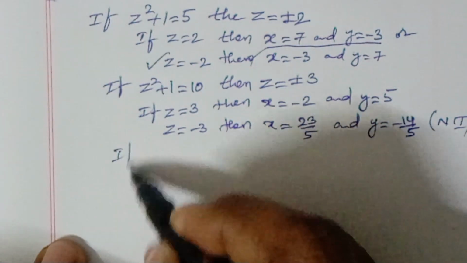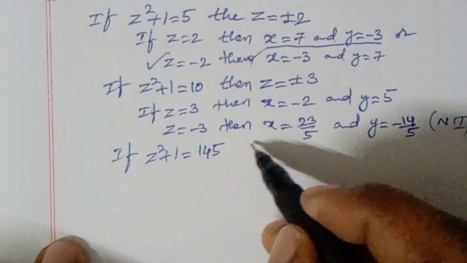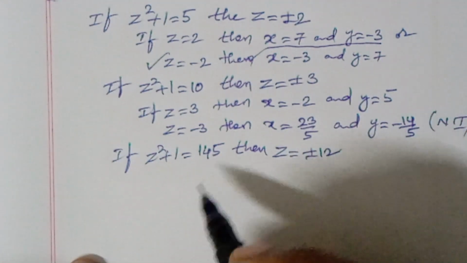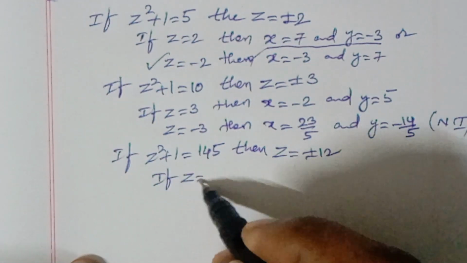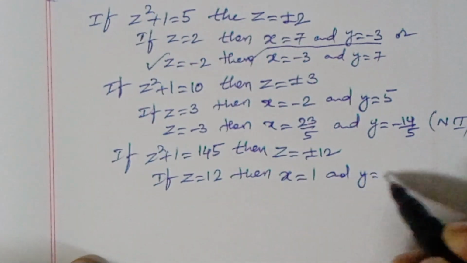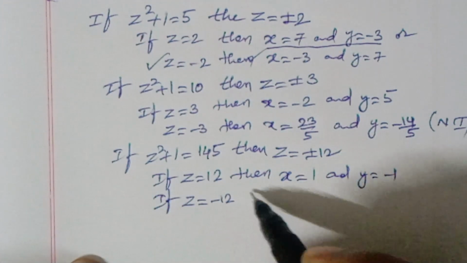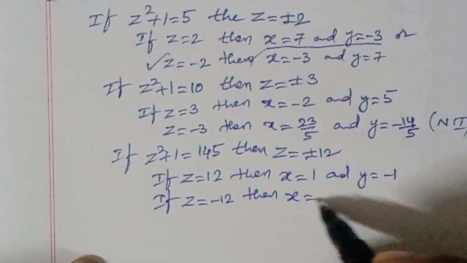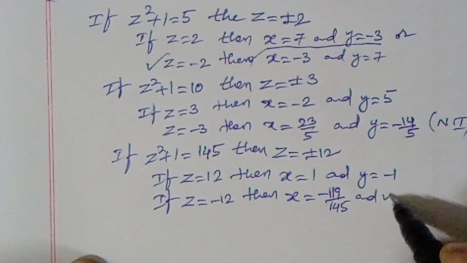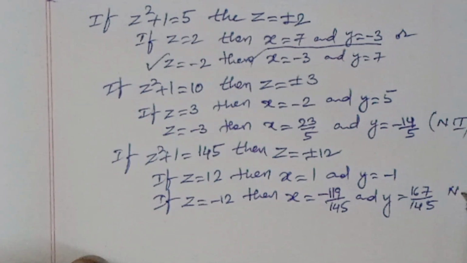Next, if z square plus 1 is equal to 145, then z is equal to plus or minus 12. If z is equal to 12, then x is equal to 1 and y is equal to minus 1. If z is equal to minus 12, then x is equal to 119/145. The calculation part is more, that's why directly we are getting the answer here: not an integer.